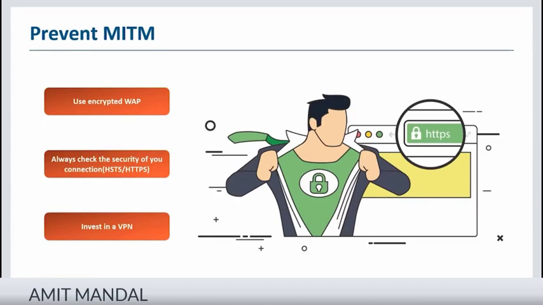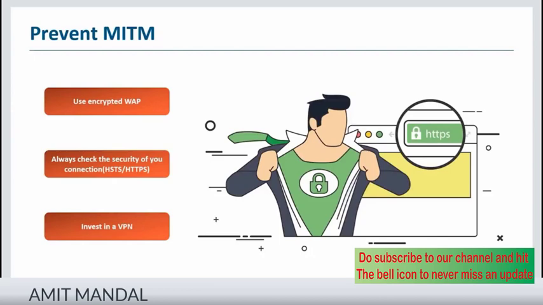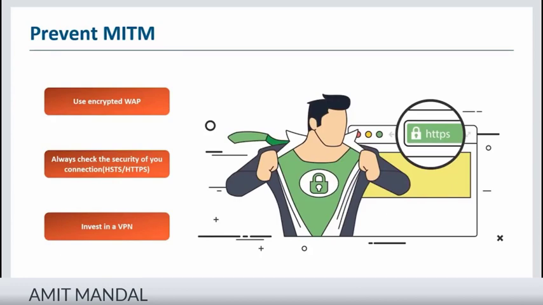Firstly, you have to use an encrypted WAP, that is an encrypted wireless access point. Next, you should always check the security of your connection, because when somebody is trying to compromise your security, they will try to strip down the HTTPS or HSTS that is being injected in the website, which is basically the security protocols. So if something like HTTPS is not appearing in your website, you're on an insecure website where your credentials or your information can be compromised. And the last and final measure that you can use is investing in a virtual private network, which spoofs your entire IP, and you can just browse the internet with perfect comfort.